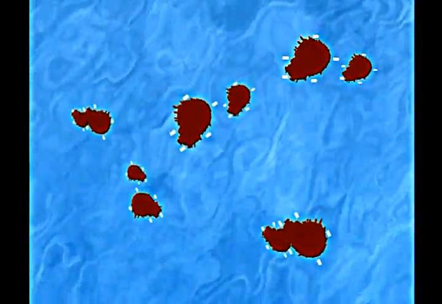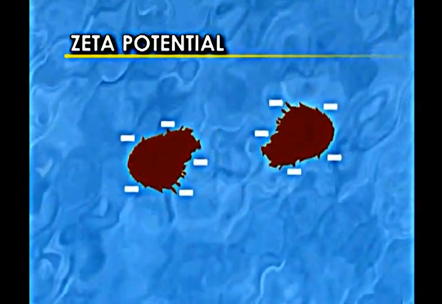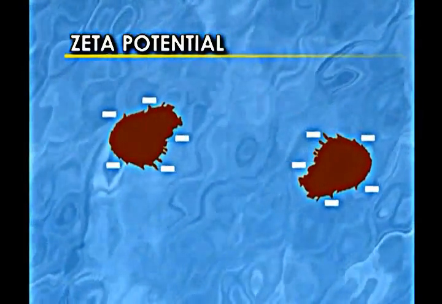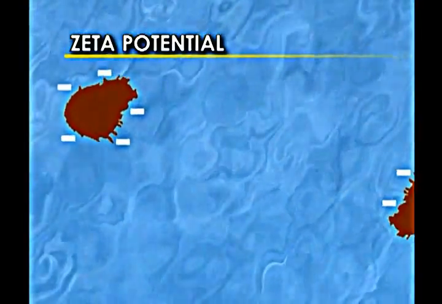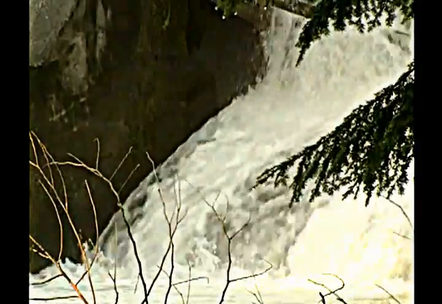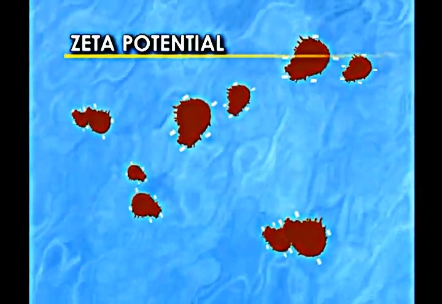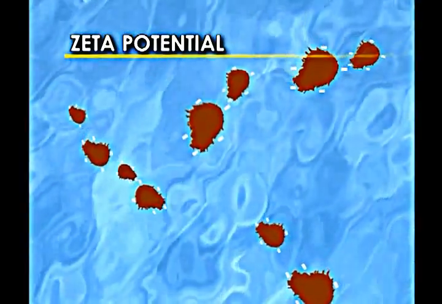The second reason these particles resist settling is called zeta potential. That's the natural repelling electrical force of particles found in water. Most of the particles contributing to water's turbidity have a negative charge. Just as like poles of a magnet repel each other, so do these particles. Zeta potential keeps the small particles separated, suspended in the water.